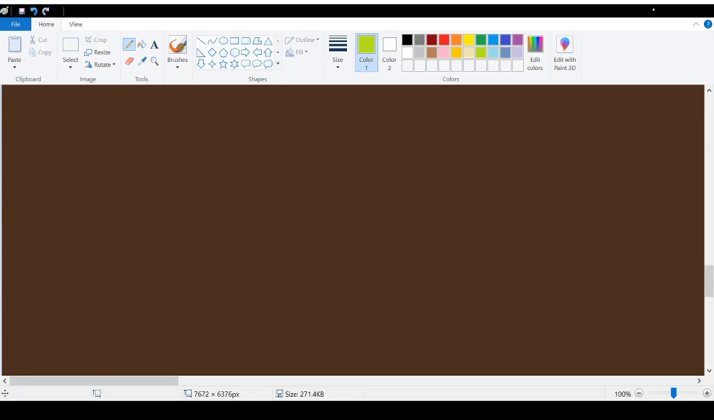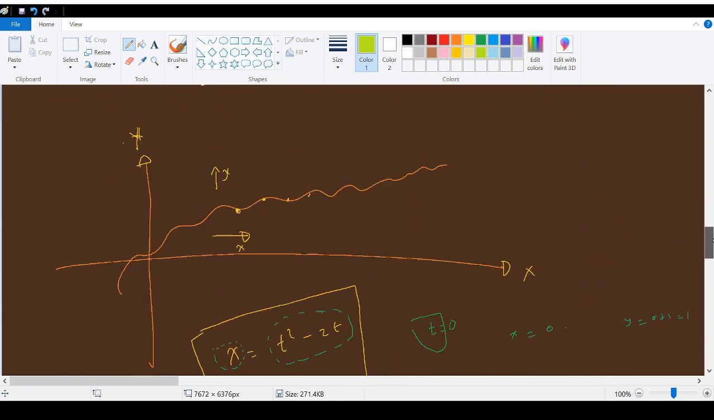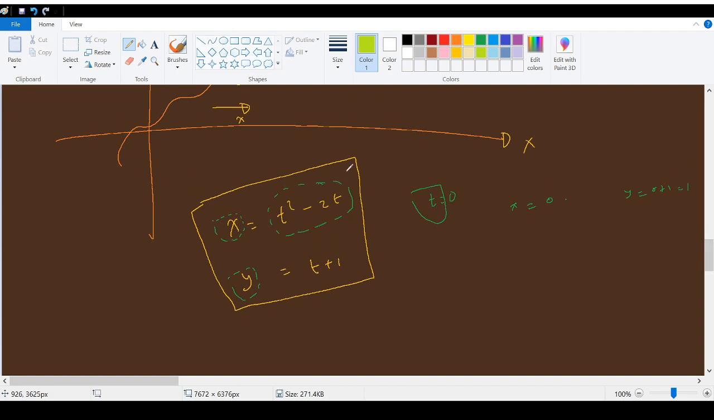Now I would like to mention some more information about these parametric formats. The first thing that I would like to discuss is extracting out a relationship between x and y when they are given in a parametric format. In the previous video we saw that a parametric relationship is something where x and y behave according to a third variable.